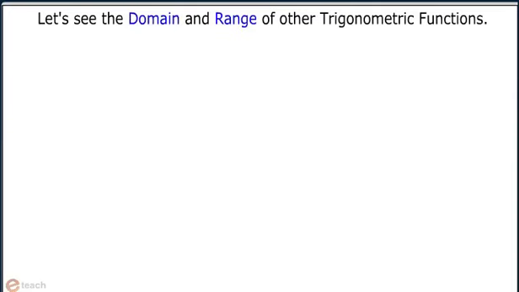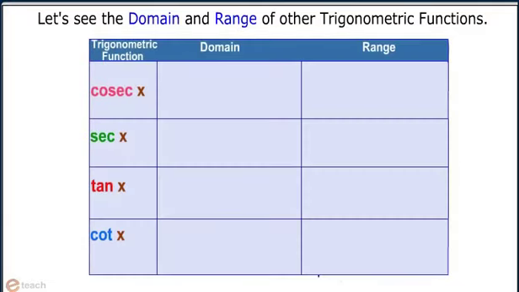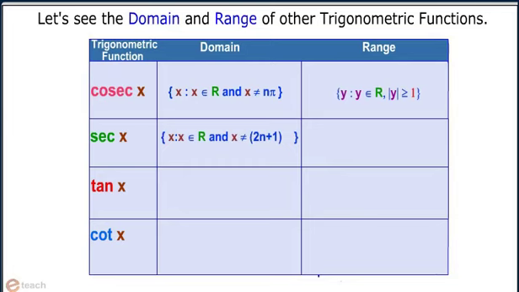Let us see the domain and range of other trigonometric functions. So we have this table. On the left hand side, we have all the trigonometric functions, which are cosec x, sec x, tan x, and cot x. In the middle, we have their domains, and on the right hand side, we have their range.